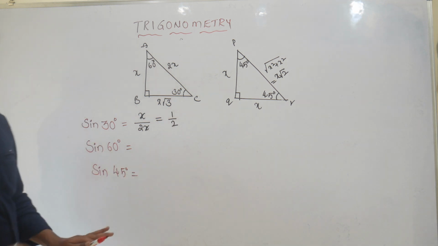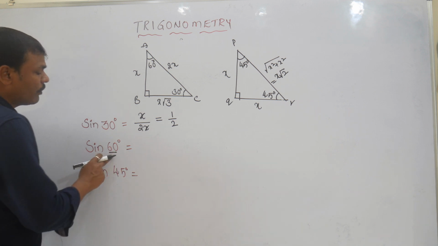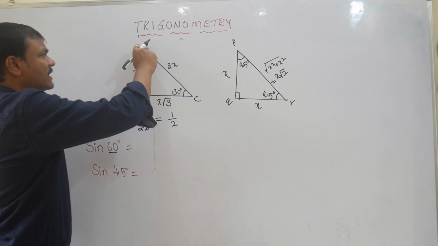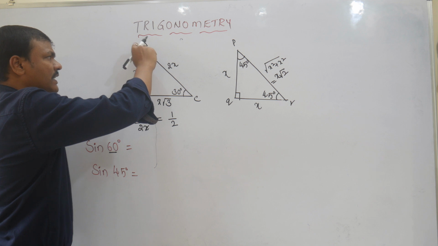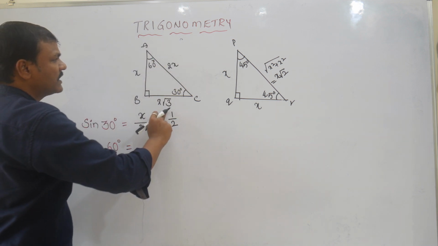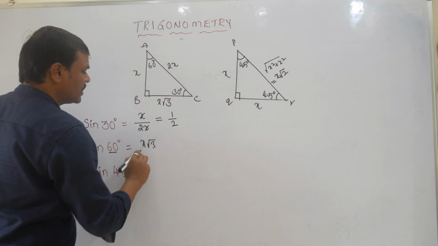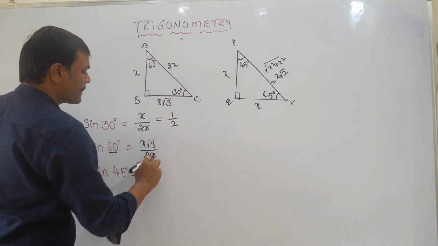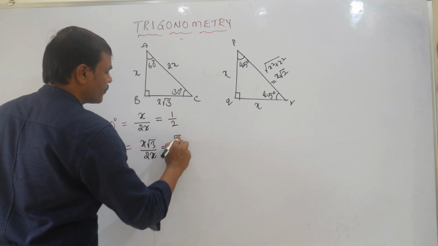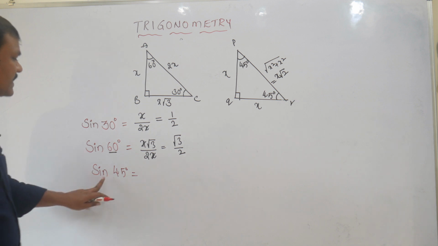1 by 2. Simple. Then sin 60. Sin 60 means you observe from the 60 degrees vertex of the triangle, from A, which is the opposite side by hypotenuse. Opposite side is x root 3 by 2x. This is x root 3 by 2x, which is root 3 by 2.